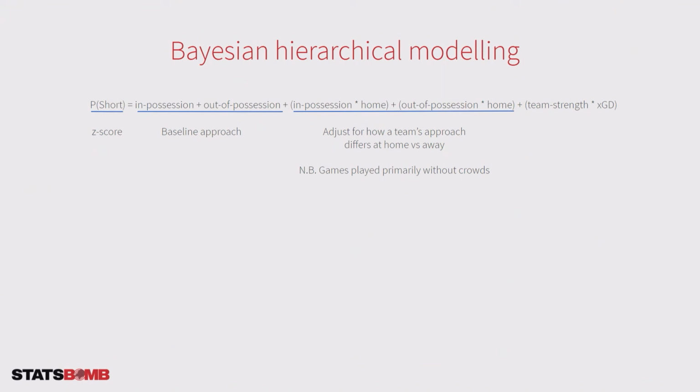Obviously, there's a big caveat here. This is last season, games played primarily without crowds. I think there's probably some interesting follow-on research here in looking at games with crowds back in. And then finally, we also encode the relative team strength of the two teams. That's the in-possession team's expected goal difference minus the out-of-possession team's expected goal difference.